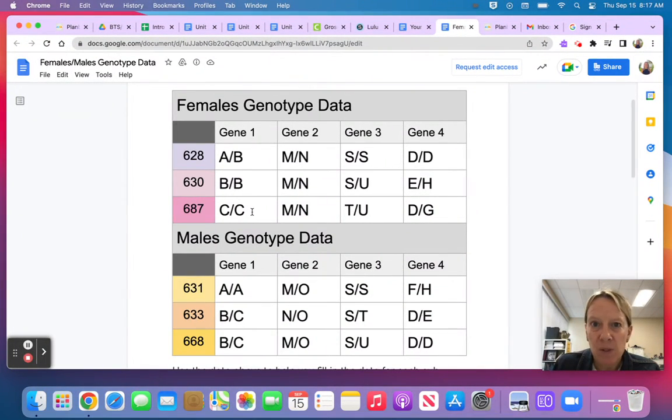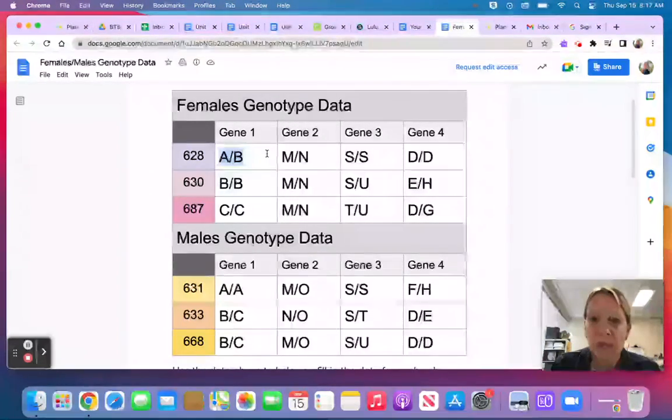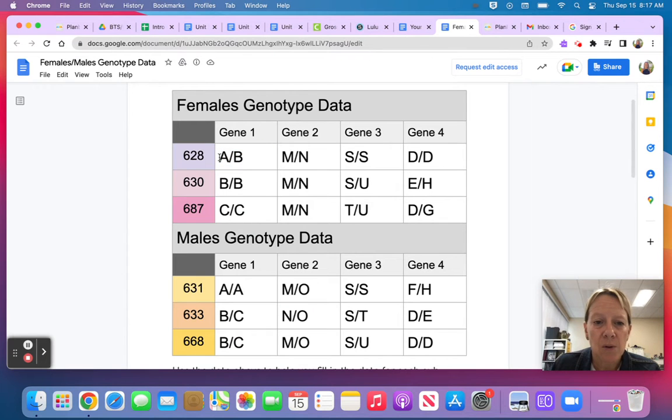So everyone has 2 alleles for every gene. Those alleles come from your biological parents. Many times you'll see alleles written as 2 capitals, 2 lowercase, or a capital and lowercase letter. In this activity, they're actually written as different letters, just 2 different ways to notate the same thing, okay? So this line, for example, for gene 1 has an A allele and a B allele. For gene 2, an M and an N. For gene 3, 2 S's, and for gene 4, 2 D's.